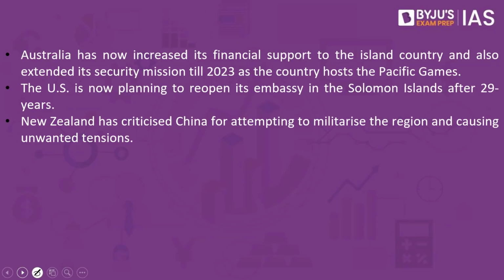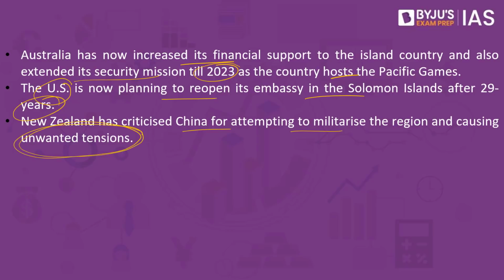So what are the countries doing? We have Australia, which has now increased its financial support to the island country and has also extended its security mission till 2023 as the country hosts the Pacific Games. Then we have the United States of America, which is now planning to reopen its embassy in the Solomon Islands after 29 years. And New Zealand has also criticized China for attempting to militarize this region and causing unwanted tensions in the Pacific Ocean region.